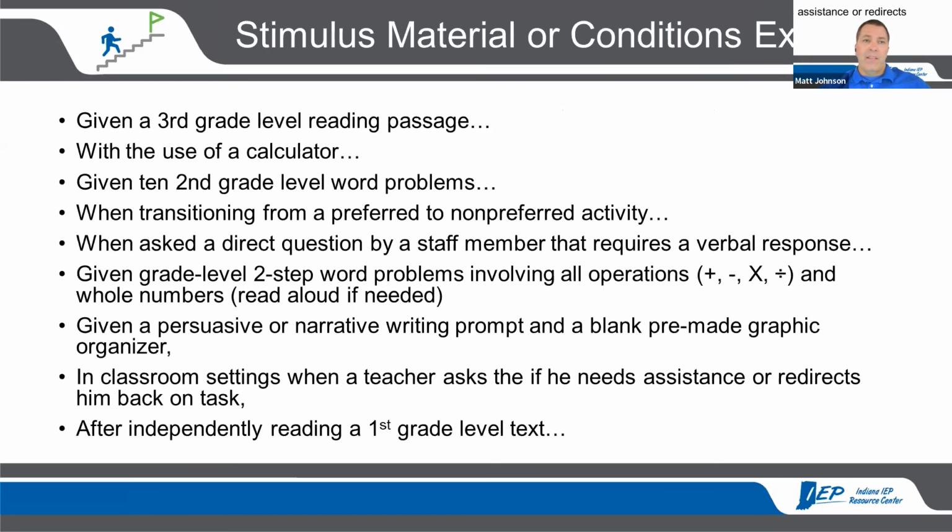So here's some examples of the stimulus material or conditions, and you can see some of these I've already mentioned. You know, given a third grade reading passage, given 10 second grade level word problems, and so on. So tell us what the student's environment looks like, or if there's something they've just done after this event has happened, the student will, whatever, like after reading independently at a text at a first grade level, here's what I want the student to do. And that's at the end of the IEP.